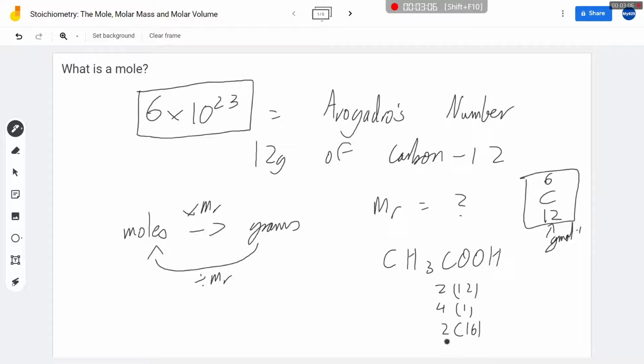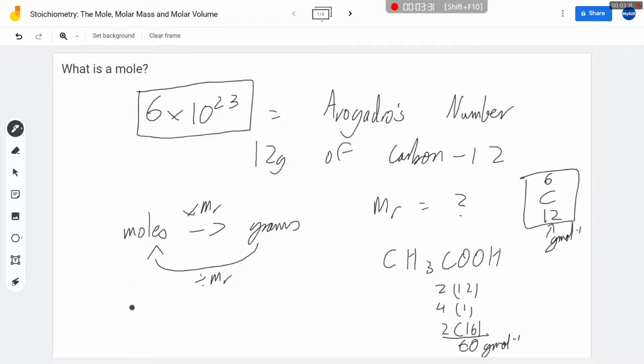And so what is this all together? We would have 2 times 12 is 24, plus 4 times 1 is 4, 24 plus 4 is 28, and then 2 times 16 is 32, so 28 and 32 gives us 60, okay? And so 60, what's the units again? Grams per mole, okay? So now we found our relative molecular mass for a compound.